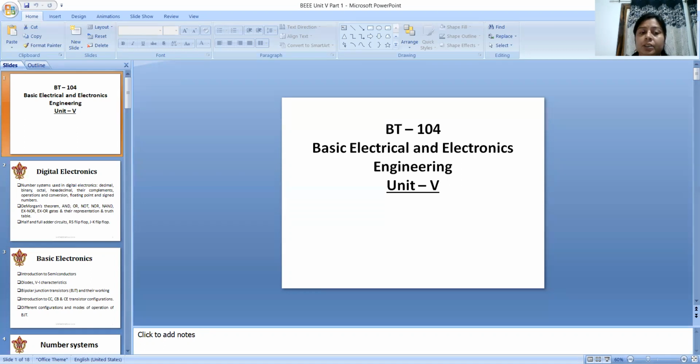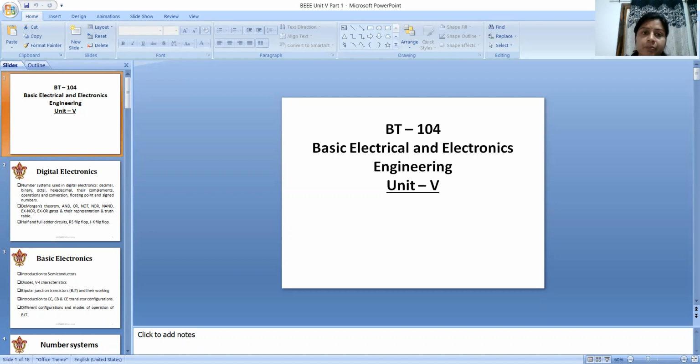The second topic in this unit is De Morgan's theorem. The next topic is logic gates. And the last topic is half adder and full adder, flip-flops, JK flip-flop, RS flip-flop, etc. In the logic gates, you will have to study the AND gate, OR gate, NOR gate, NAND gate, and so on.